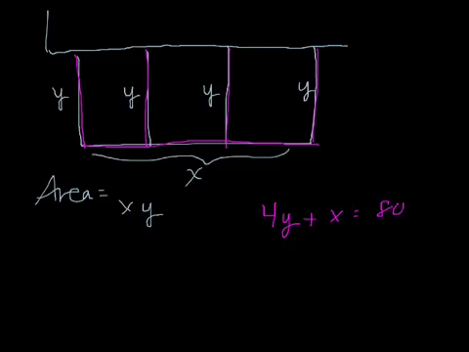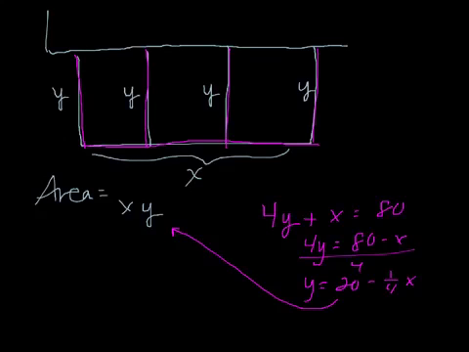So now I can get y by itself. 4y equals 80 minus x. Divide everybody by 4, and we get 20 minus 1/4 x. Okay, that's what y is equal to. So that's what we're going to substitute into our area formula and distribute that x. So we have 20x minus 1/4 times x squared.